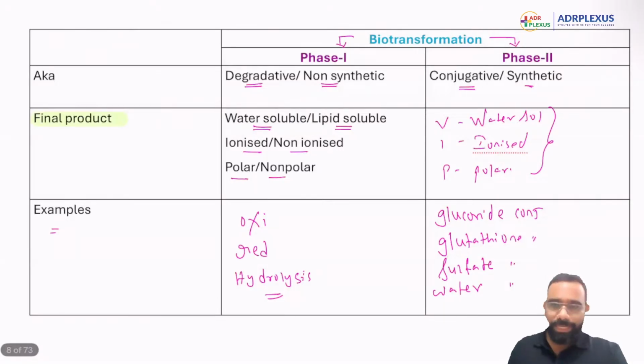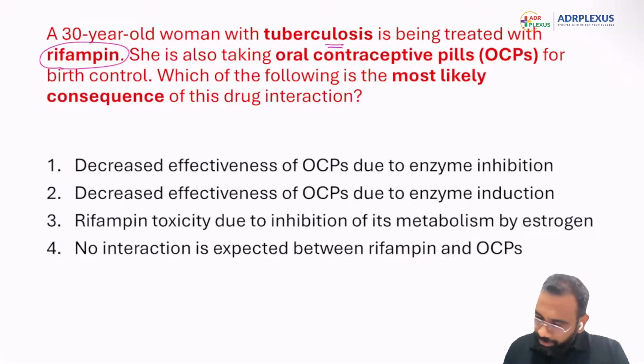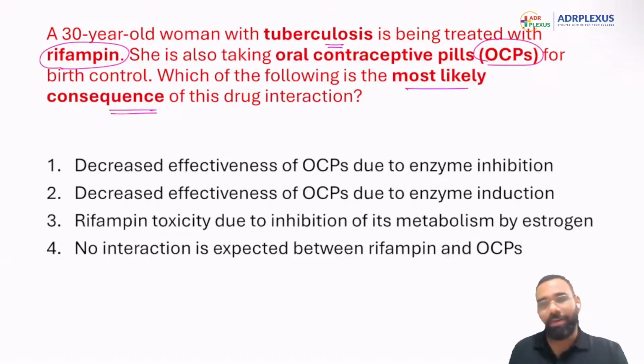Now come to the next one. Here you see a 30-year-old woman with tuberculosis is being treated with rifampicin. She's also taking OC pills for birth control. Which of the following is most likely the consequence of the drug interaction? Quickly, anyone? What's happening here?